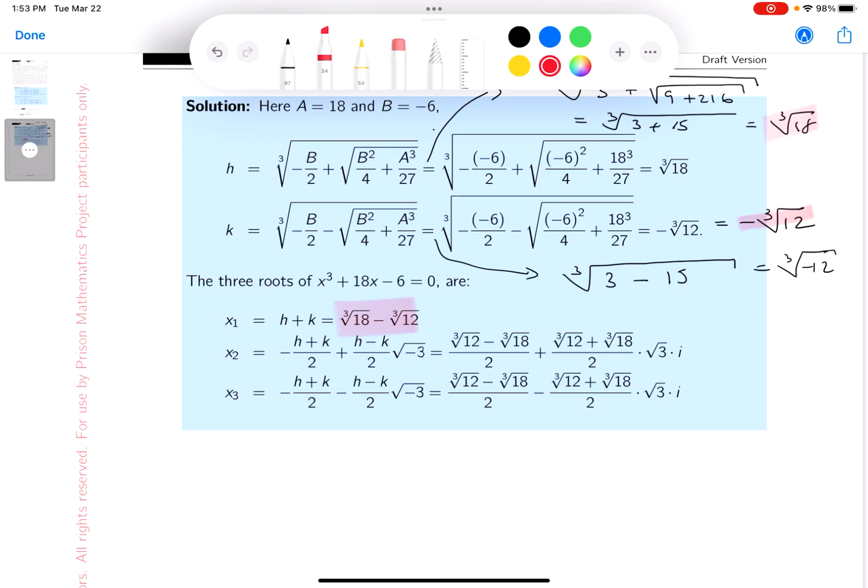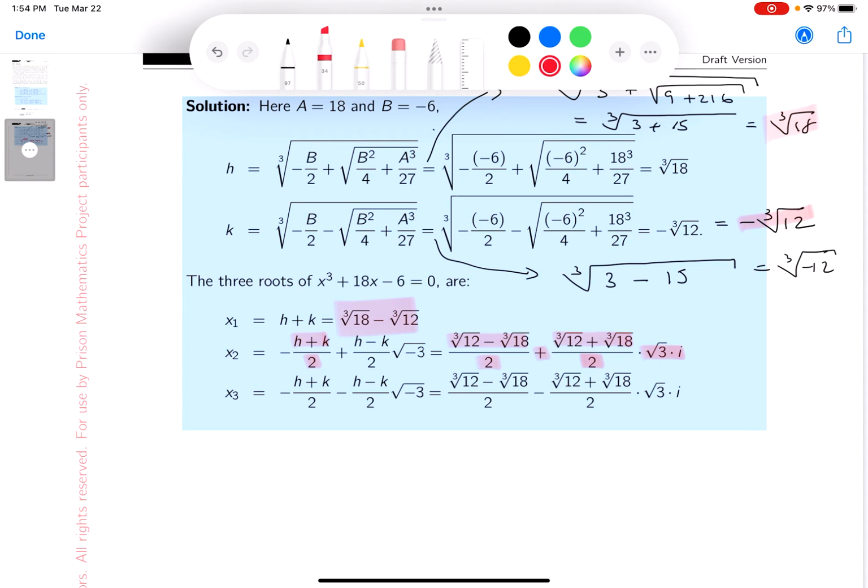Now the other ones, what am I doing? I'm still adding h and k together, but I'm taking their opposite. So really I'm taking the opposite of what's above it, which is the cube root of 12 minus the cube root of 18, that's the opposite, divided by 2, plus h minus k. Well, that's pretty simple. H minus k is going to be the cube root of 18, and then k is going to be minus, so it's minus and minus plus, so we get this over here. I'm just putting in the same order, 12 and 18. Divided by 2, root 3i.